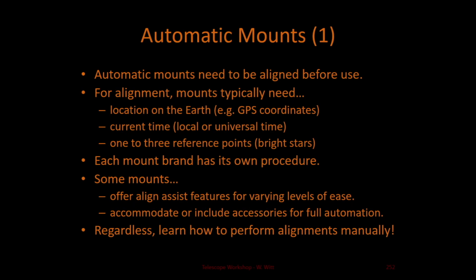The automatic mounts do a lot of that locating and tracking for you, but you have to set them up before the night really starts. Like we said, you need your location on Earth, like GPS, you need time and place, and you need some reference stars. Each mount has its own procedure for this. They're similar, but not identical. All have the same objective, but one could be a little different from another. You'll be fine if you switch, but just be aware there are differences. Some offer alignment features that make it easier. But it is good to learn how to do these alignments manually, so that you're not always relying on the technology.